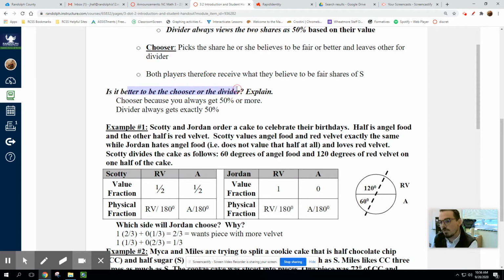So is it better to be a chooser or a divider? And explain. Chooser is always better, because they're going to get 50% or more. The divider always gets exactly 50%.